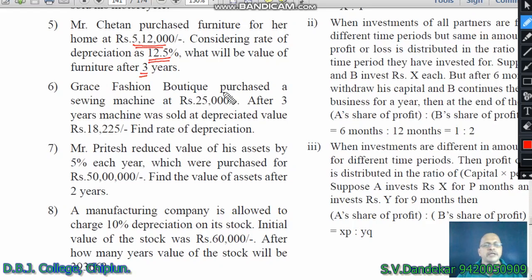Grace Fashion Boutique purchased a sewing machine at rupees 25,000. After 3 years, the machine was sold at a depreciated value of 18,225. Find the rate of depreciation. V is given, value after 3 years is given, and n is equal to 3, given. Only R you don't know. You can find it.